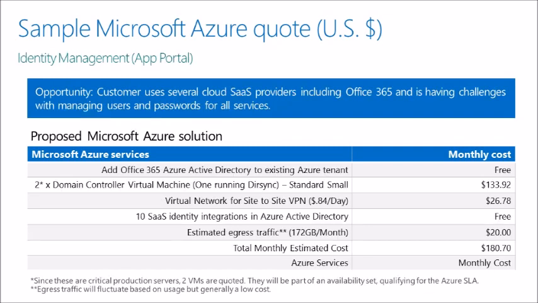Here's another example. This customer wants to provide Active Directory authentication for its Office 365 users and the rest of the company. So the customer gets 2 standard small VMs to run the domain controller and some networking. Notice that the Active Directory components are basically free if you're an Office 365 customer. As mentioned before, prices indicated are in the US dollars based on pricing at the time this course was developed. Local prices may vary.